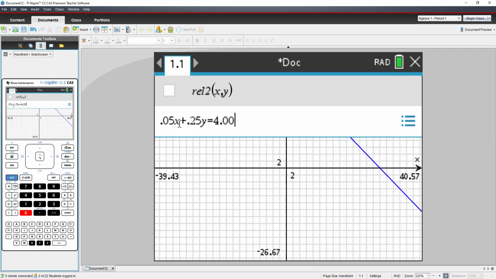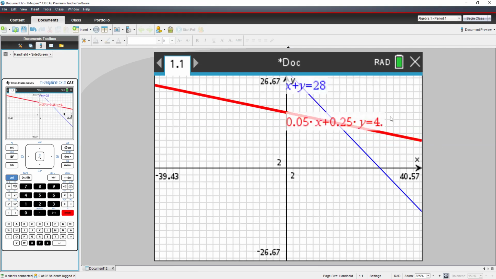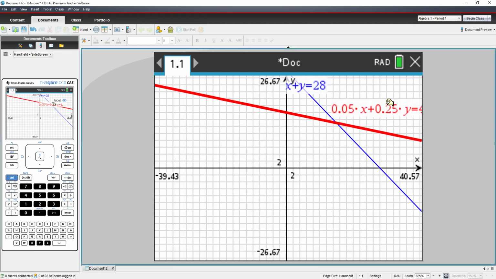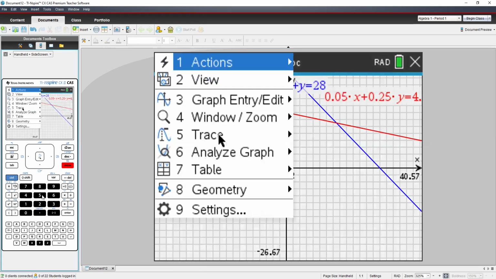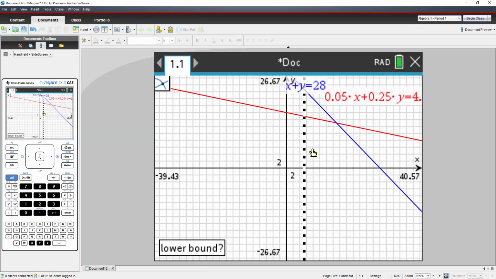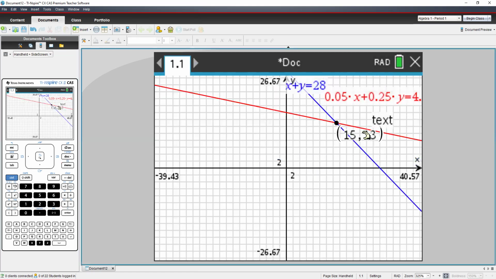So now these are all money. This is all money. 5 cents, 25 cents, $4. Press enter. Boom. There's the equation. Now let me grab this and move it out of the way. Here is my answer. This is going to tell me the number of nickels and the number of quarters. So I'm just going to do menu 64, bam, bam. And then I'm going to come here. When I see the word intersection, there you have it.